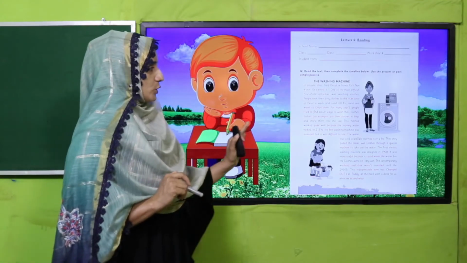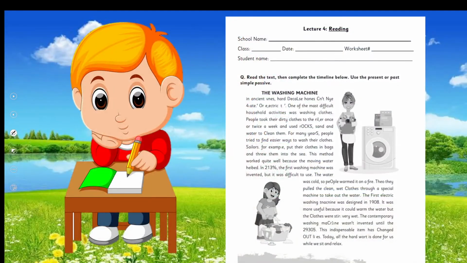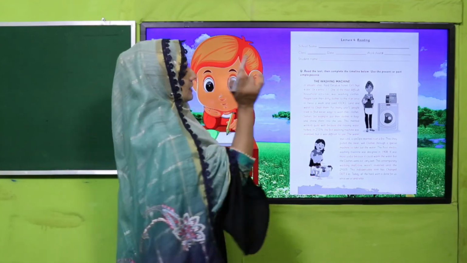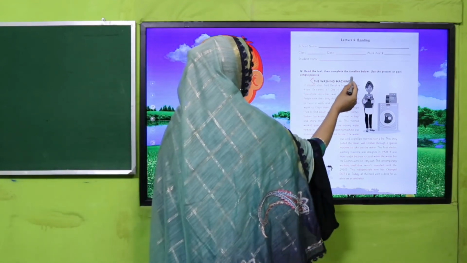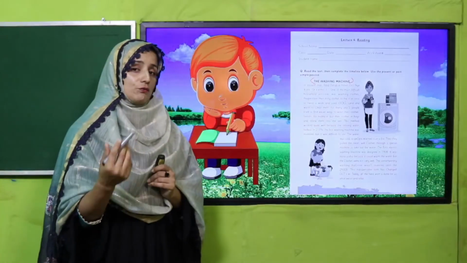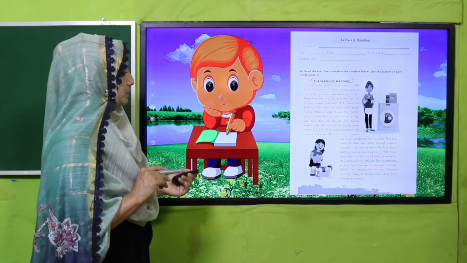So this is the worksheet, my dear students and my dear teacher. The worksheet link is given below. You should provide it to your students in printed form and get them to work properly on it. You can see that there is the history of the washing machine, how you can use it and how we can avail it. You should discuss it with your students, my dear teacher.